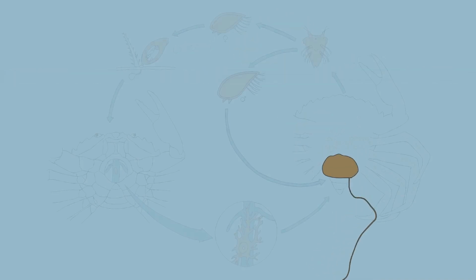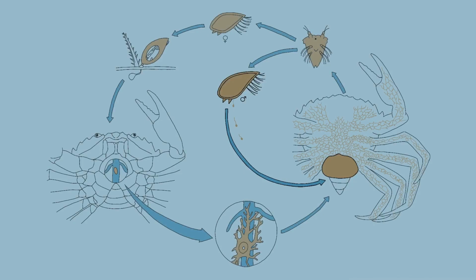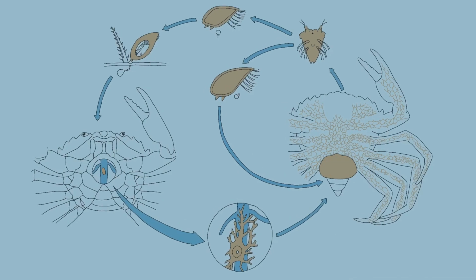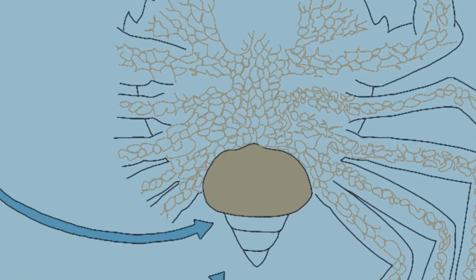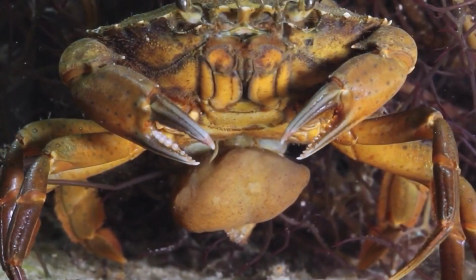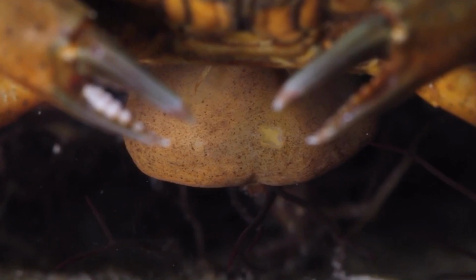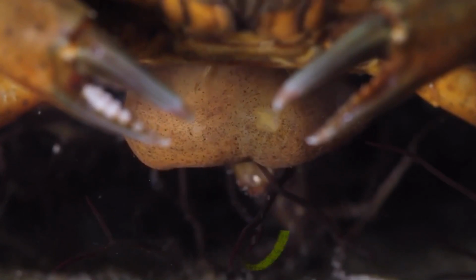The externa is a brooding sac which contains developing parasite eggs, which are fertilised by a male cyprid parasite. After fertilisation, the nauplius larvae are spawned from the externa into the water in search of a new host.